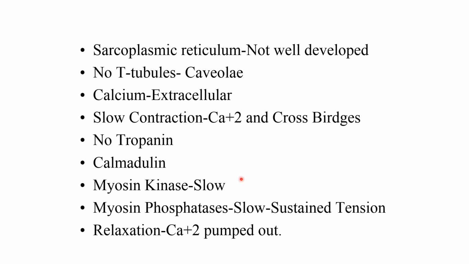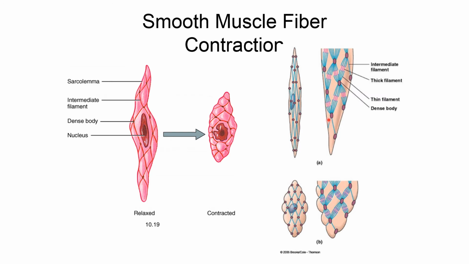And then the myosin phosphatases are required in order to detach the phosphate from the myosin in order to break the cross bridges. That is again a slow process, so this tension is sustained. Then relaxation of smooth muscle requires calcium to be pumped out of the cell, not into sarcoplasmic reticulum as in the case of skeletal muscle. So pumping out will take more time as compared to pumping into sarcoplasmic reticulum. So the muscle contractions are slow. So we see what is the difference, how the muscles contract.